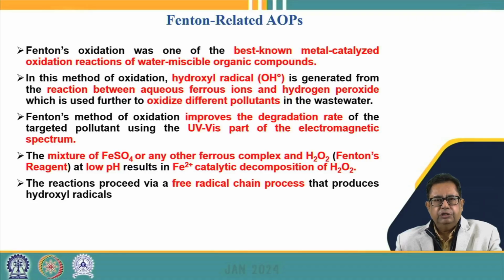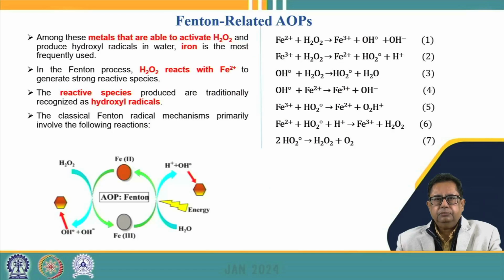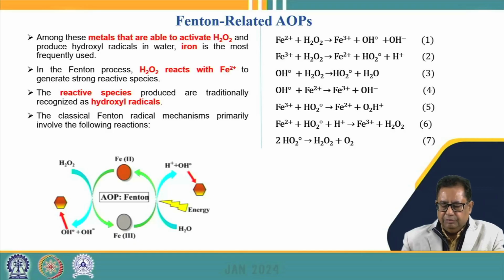So when we apply the Fenton's reagent to the wastewater at low pH values, it may result in the catalytic decomposition of H2O2 by ferrous ions, and it can lead to the formation of free radicals. Because of the production of the free radicals, a chain process starts, because of which the degradation or decomposition of the targeted organic compounds takes place. So we can see here that metals are able to activate H2O2, in which iron is the most frequently used metal, so that it can activate H2O2 and it can get converted to dot OH radicals.